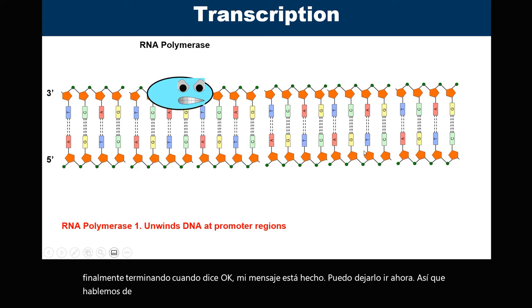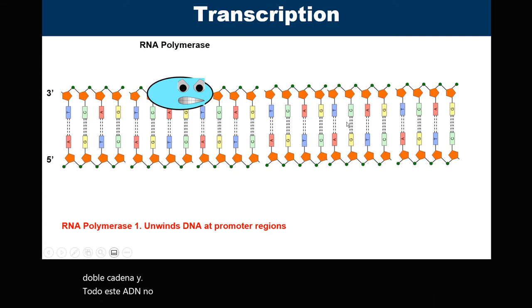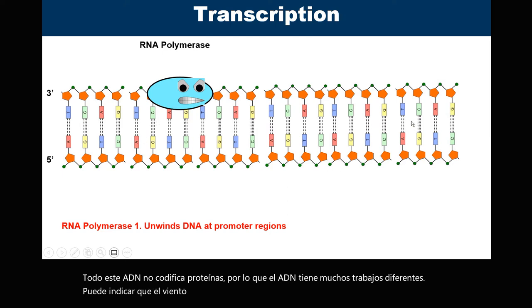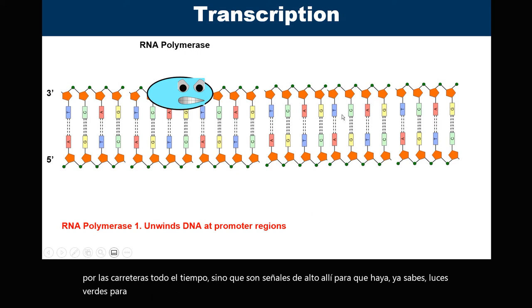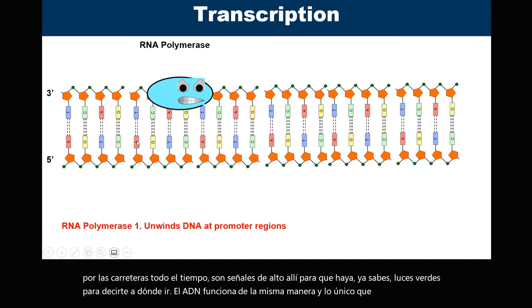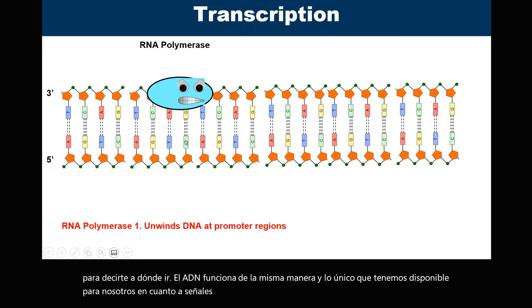So we start with a double-stranded DNA molecule, and all of this DNA does not code for proteins. So DNA has a lot of different jobs. It can signal when to start. So like when you're out driving, you don't just drive on the roads all the time. There's stop signs there for you. There's green lights to tell you where to go. DNA works the same way. And the only thing that we have available to us as far as signals in the DNA is the sequence of the bases, right? Because the sugar and phosphate backbone is the same throughout. The only thing that changes is this base sequence.